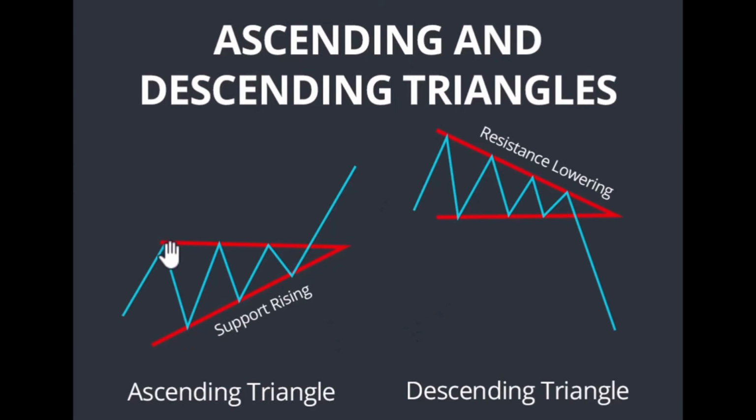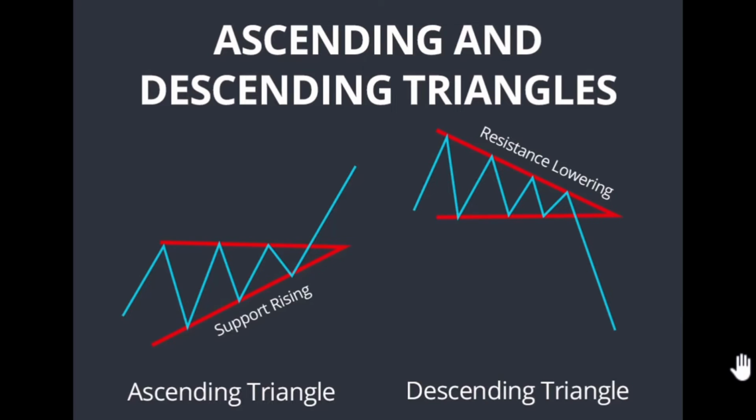The ascending triangle pattern is formed when the price makes higher lows and forms a flat resistance level. The descending triangle pattern is formed when the price is making lower highs and forms a flat support level.